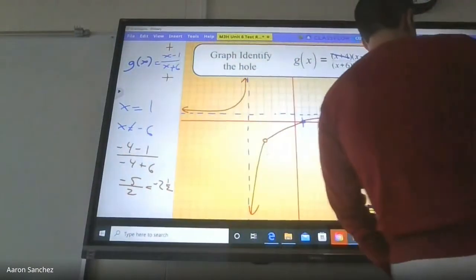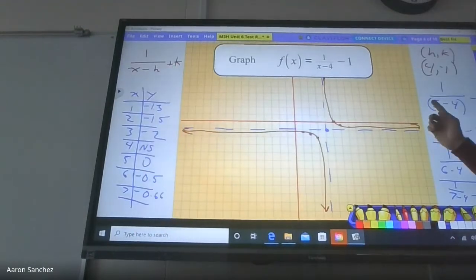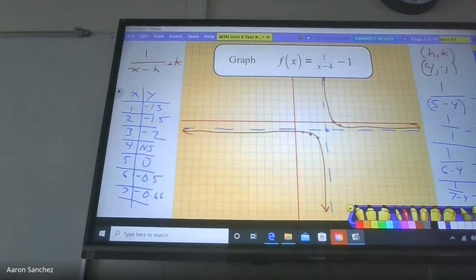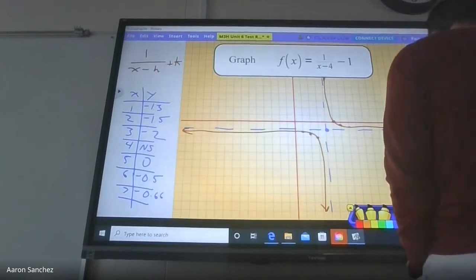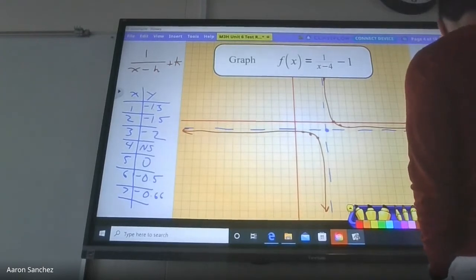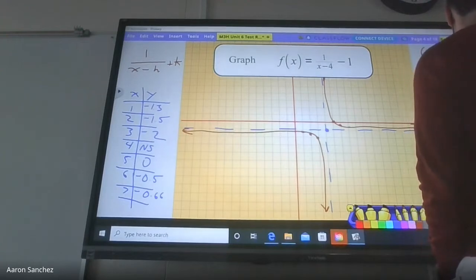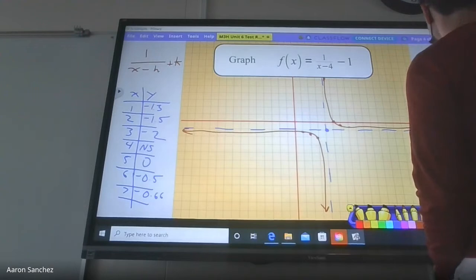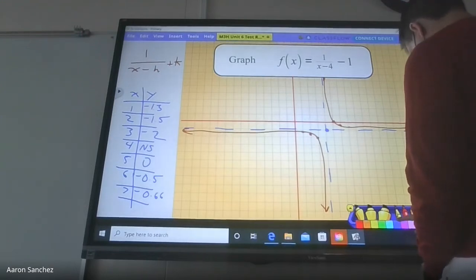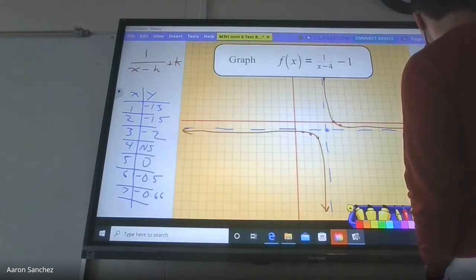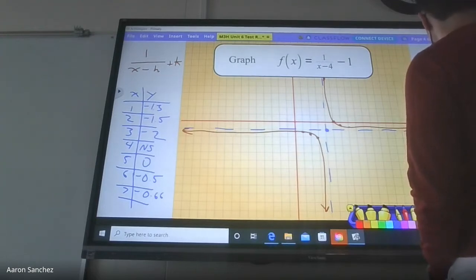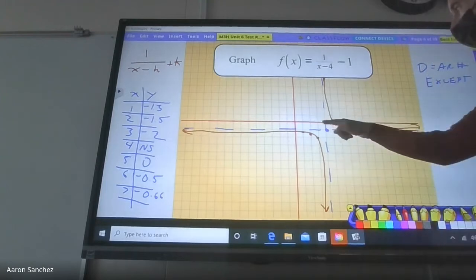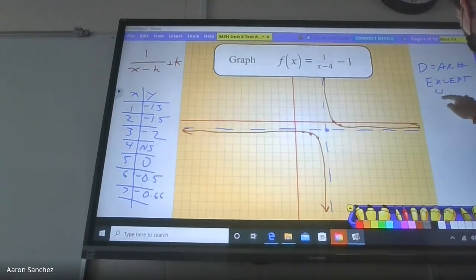All right. So you guys good with that? Hey, for this one, I'm going to ask you to identify the domain and range too. What is the domain and range? Anyone know? It's all real numbers. Domain is X, right? Domain is all real numbers except 1, 2, 3, 4. Except 4, right?